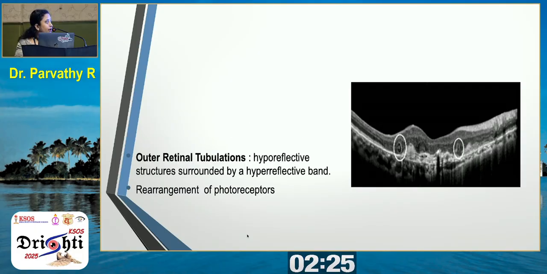Another thing is outer retinal tubulation. These are seen in the circle, that is a hyporeflective structure surrounded by a hyper-reflective band, and this has to be distinguished from the cystoid space. Cystoid space is a sign of activity, and this is a sign of chronicity and no need for treatment.